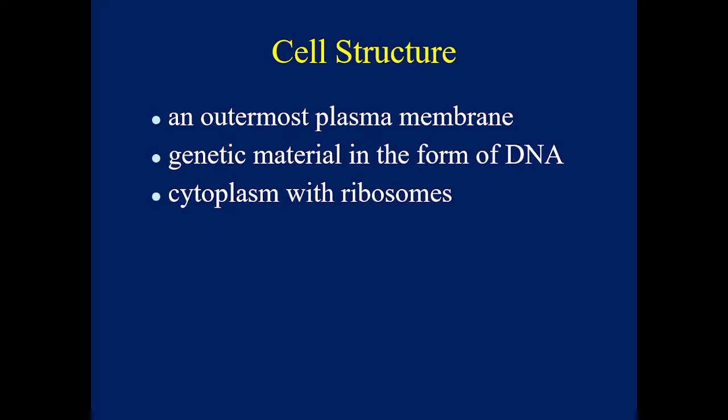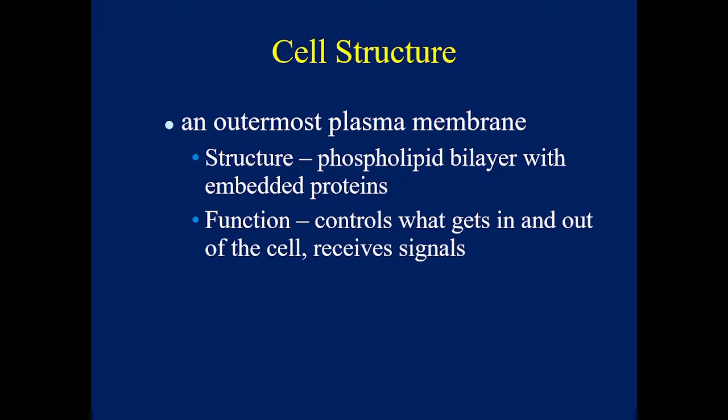And cell structure. All cells have an outermost plasma membrane, genetic material DNA, and cytoplasm with ribosomes. In a nutshell, we will see what the structure is and what the function of it is. It has a phospholipid bilayer with embedded proteins. It controls what gets in and out, and it also receives signals. This is the function of the outermost cell membrane.